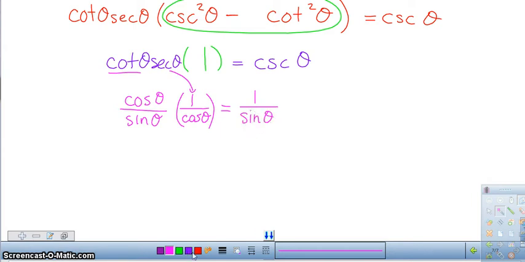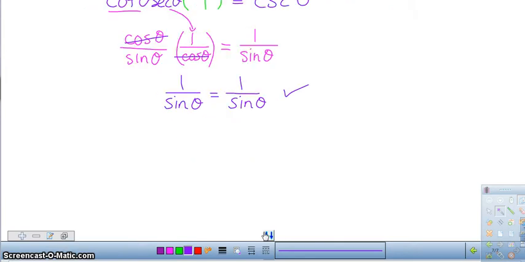Hopefully you can already see where we're going. We're almost done. You're multiplying so you can cancel. So I have 1 over sine equals 1 over sine. You're done. Those are the exact same thing on the left and right. That one is done. All right, let's look at another one.